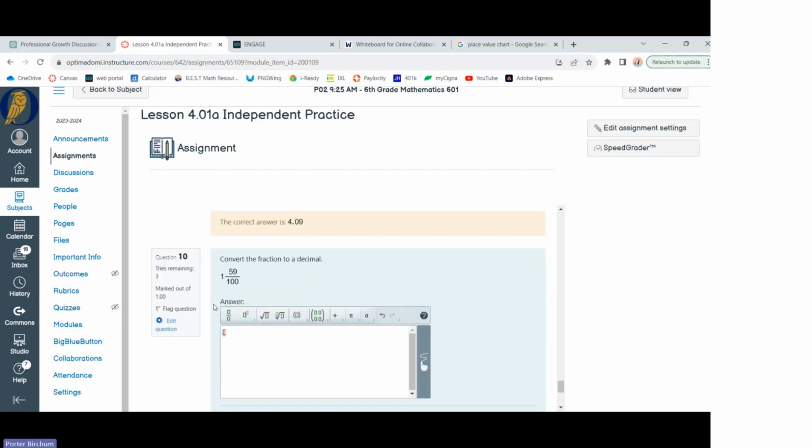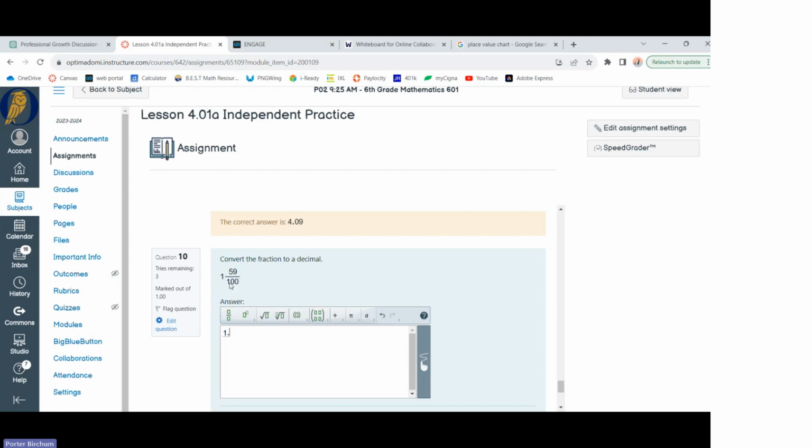All right, convert the fraction to a decimal. So 1 and a fraction, I know is going to be 1 and a decimal. The whole numbers don't change, but I know the fraction part is going to change. So I know the 1 point. Let's find out what the second part is.